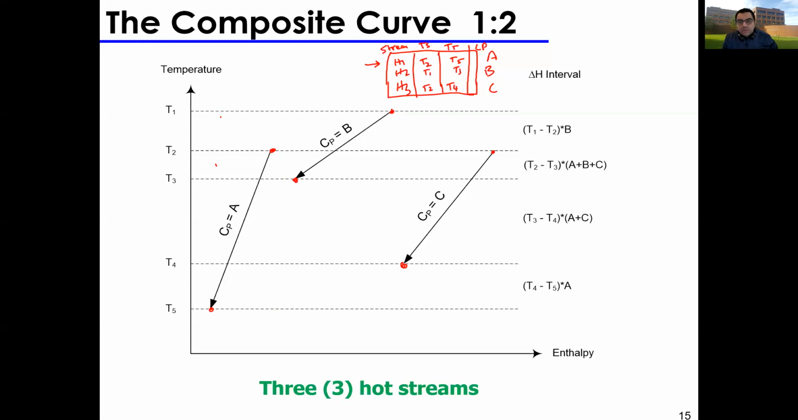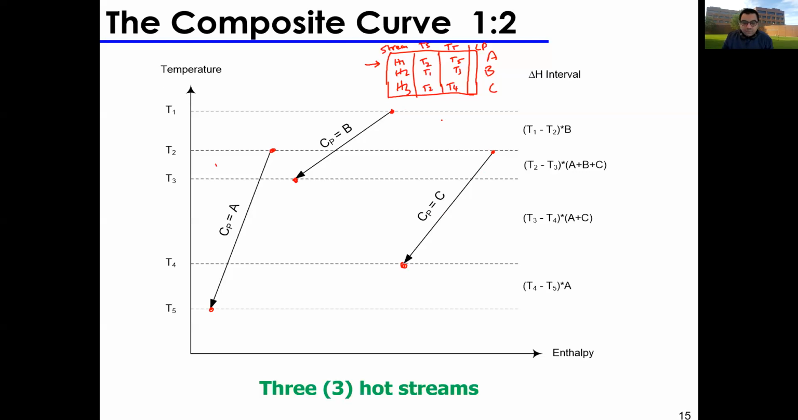H2 goes from T1 to T3, so I go to T1, and I draw a line to T3 with a slope equal to this mass heat capacity. And then H3 goes from T2 to T4, so I draw a line from T2 to T4 with a slope equal to the mass heat capacity, okay? And where do you draw these lines? We're going to get to it in a second. Once we practice a bit, you'll start seeing it in a better way.